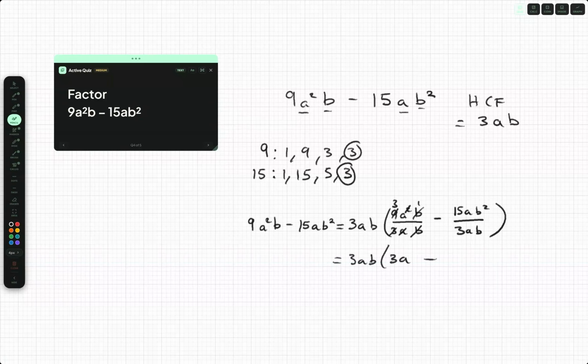And the second term, we can get rid of the b, we can get rid of the power of 2, we can get rid of both a's, and we're left with 15 divided by 3, which is just going to be 5. So we're left with 5b. Okay, so 3ab times 3a minus 5b is our final answer for this one.